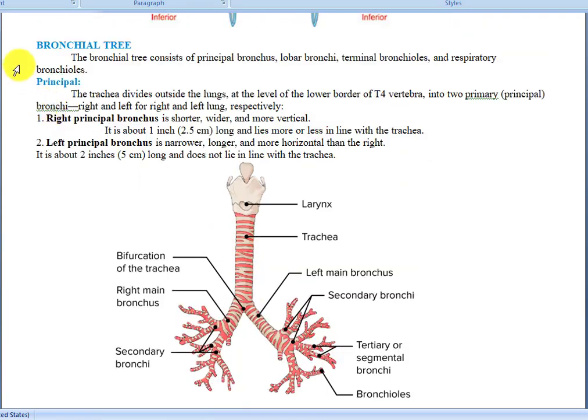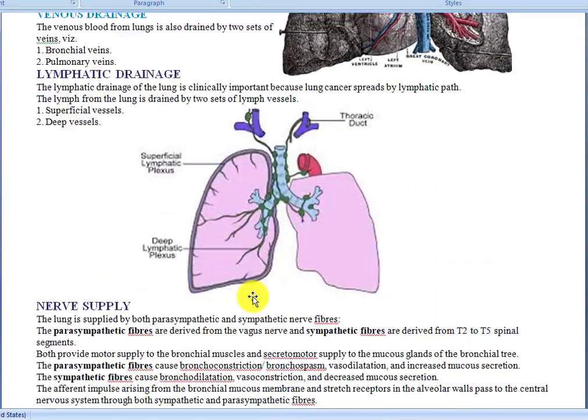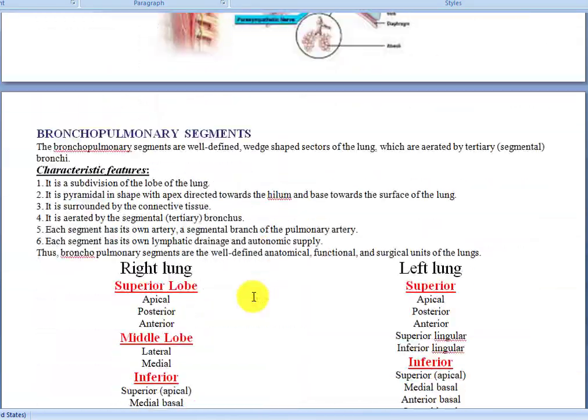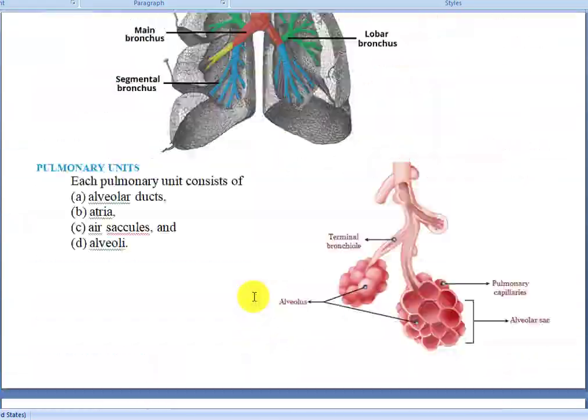Now in the next lecture we will discuss the bronchial tree, and then the arterial supply, venous drainage and the bronchopulmonary segments of the lungs, inshallah, in the next lectures.